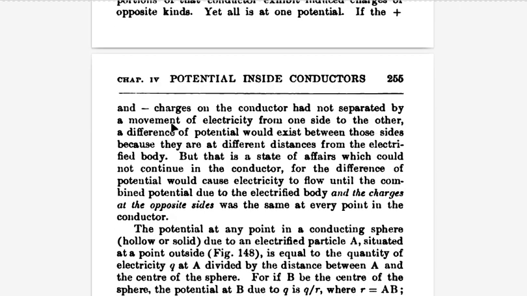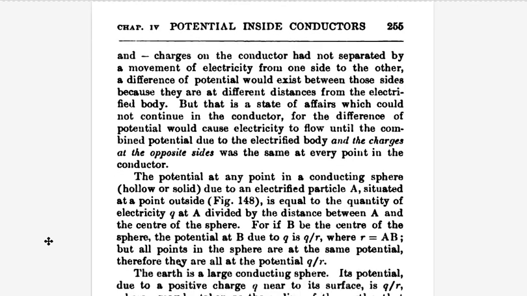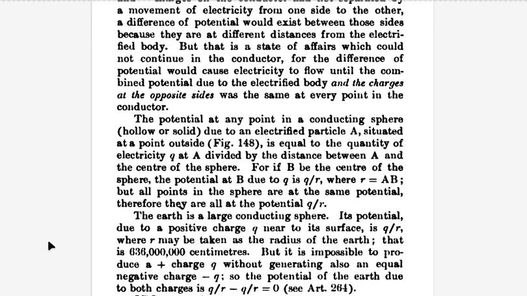If the plus and minus charges on the conductor had not separated by a movement of electricity from one side to the other, a difference of potential would exist between those sides because they are at different distances from the electrified body. But that is a state of affairs which could not continue in the conductor. For the difference of potential would cause electricity to flow, until the combined potential due to the electrified body and the charges at the opposite sides was the same at every point in the conductor.